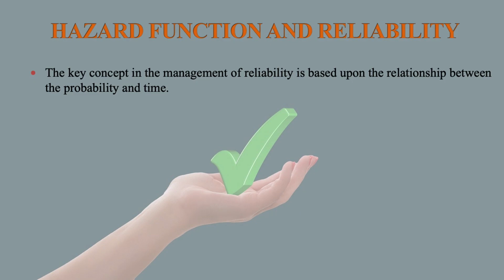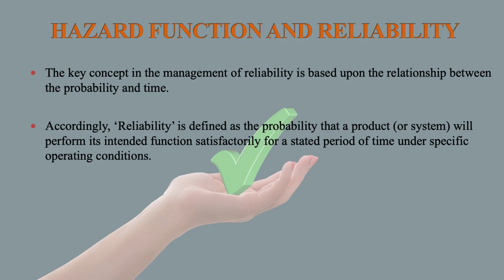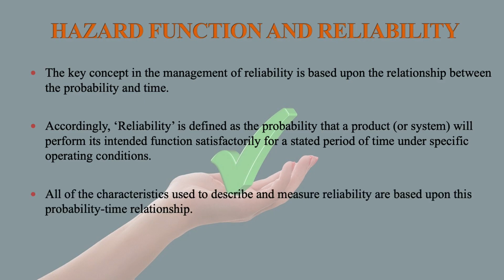Then, hazard function and reliability. The key concept in the management of reliability is based upon the relationship between probability and time. Accordingly, reliability is defined as the probability that a product or a system will perform its intended function satisfactorily for a stated period of time under specific operating conditions. All of the characteristics used to describe and measure reliability are based upon the probability-time relationship.